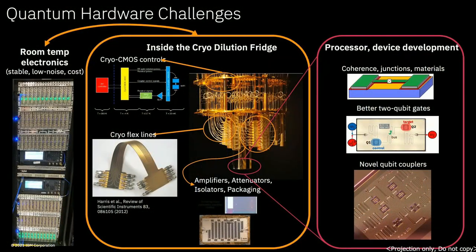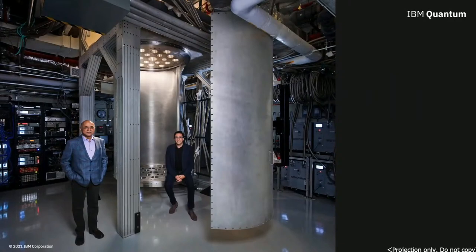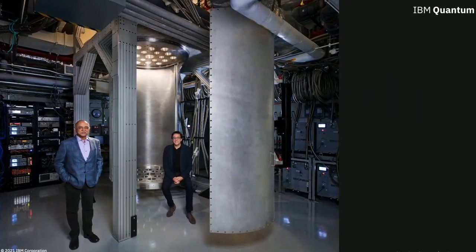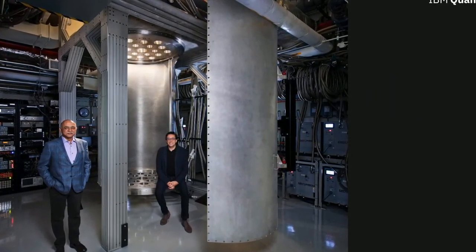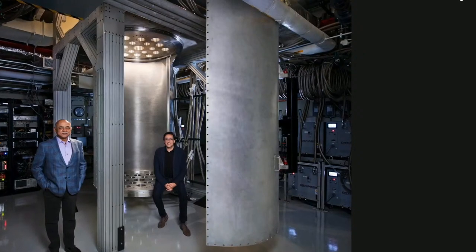Now, in order to advance this, it's not only the qubits and chips. We also need to advance a lot of the surrounding electronics, including the cables, microwave attenuators, amplifiers, materials, and packaging. And ultimately, we need to build much bigger dilution refrigerators that can even have a human inside. It is called the super fridge at IBM, and we're building these very unique, very large dilution refrigerators as well.